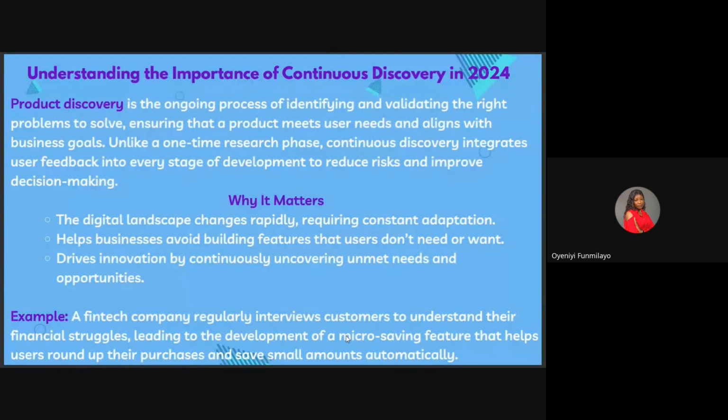So what exactly is product discovery? Here I said it is the ongoing process of identifying and validating the right problems to solve, ensuring that a product meets user needs and aligns with business goals. Unlike a one-time research phase, continuous discovery integrates user feedback into every stage of development to reduce risks and improve decision making.